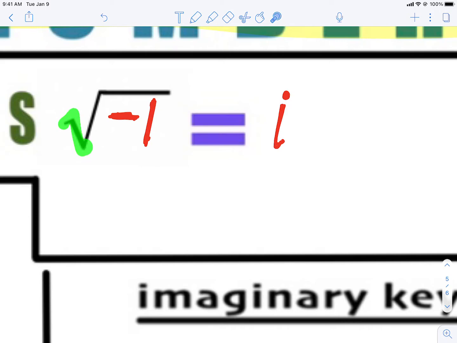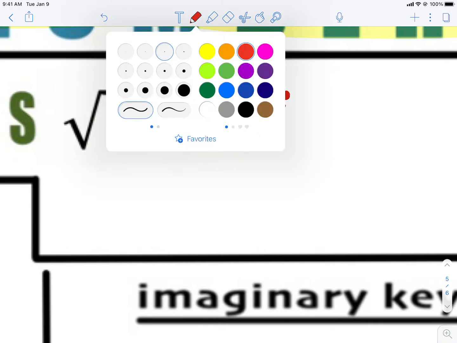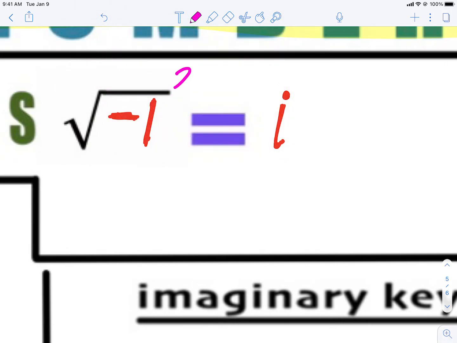So let's remember that we have a square root. What is the opposite of a square root? How am I going to get this negative 1 out of this square root? Well, the opposite of a square root is a square, the power of 2. But remember, this is an equal sign. That means whatever I do to the left, I have to do to the right. So if I put a power of 2 here, I have to put a power of 2 here as well.